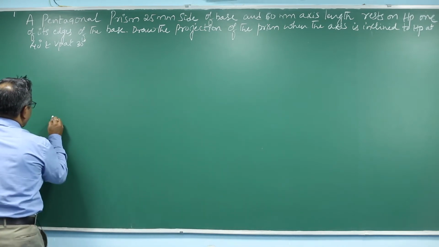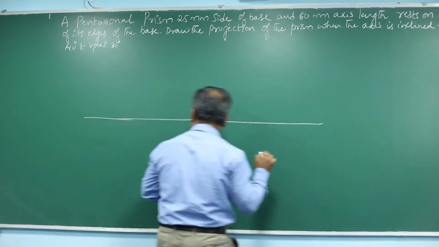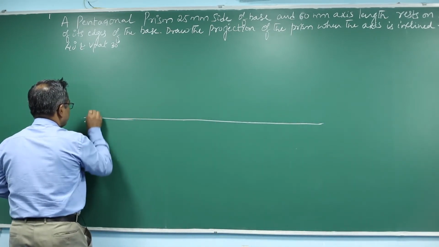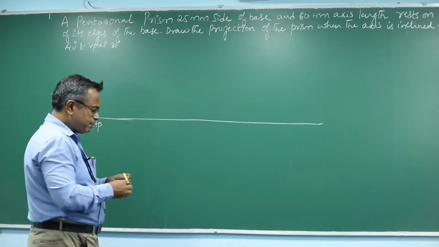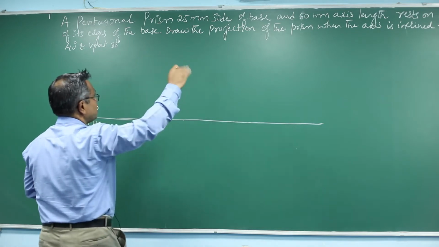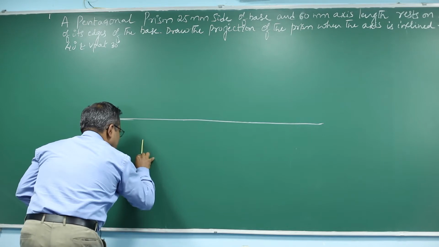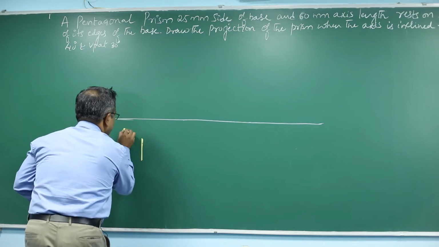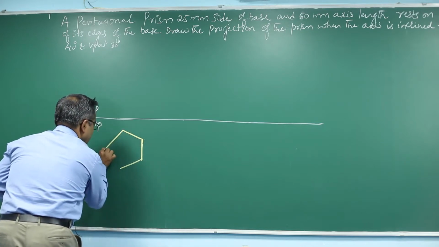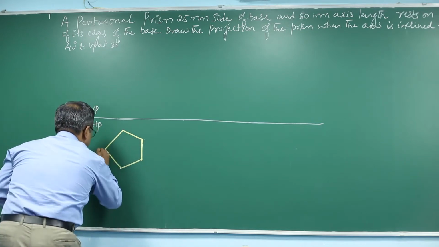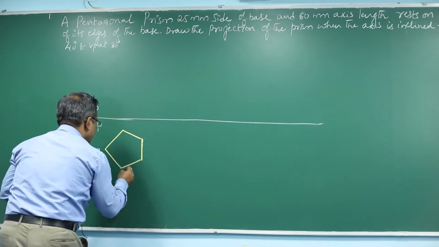See, you draw an XY line with a medium pressure. Show VP, HP on either side of the XY line. Construct a pentagon. Since it is resting on HP on one of its edges of the base, you draw a pentagon in the side position where the side is preferably on the right side. Call this pentagon A, A1, because there are two corners, the top face corner and the bottom face corner.